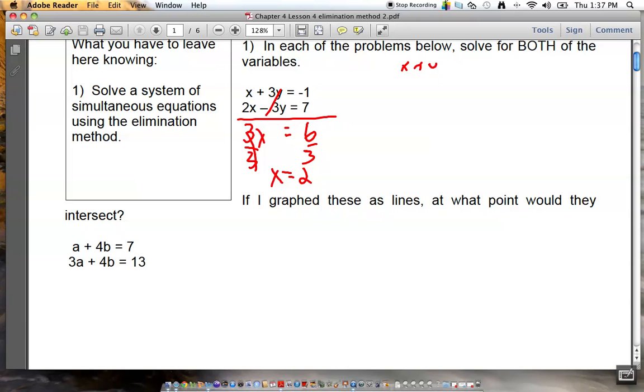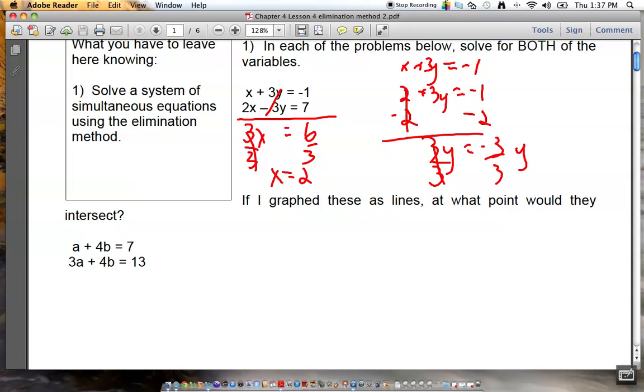So, x plus 3y equals negative 1. 2 plus 3y is negative 1. Minus the 2. Negative 1, negative 2 more negatives is 3 negatives. Divide by 3. Y is negative 1. So notice I have an x and a y in the problem, and I have an answer for an x and a y. So I am correct. I'm all done. Questions? Okay.